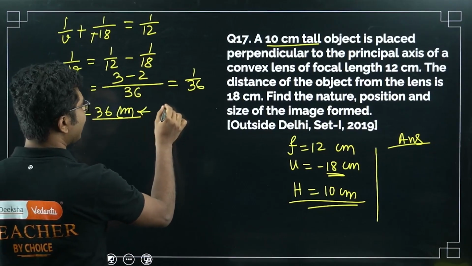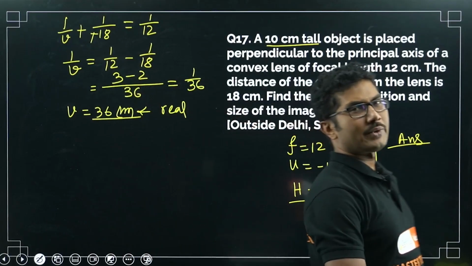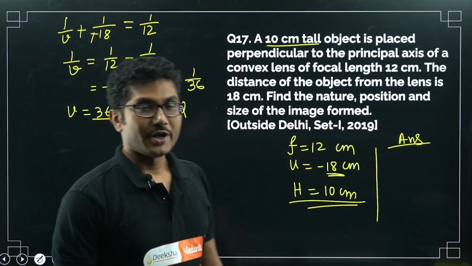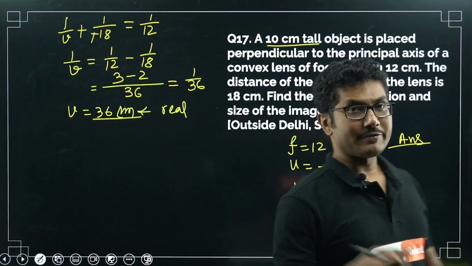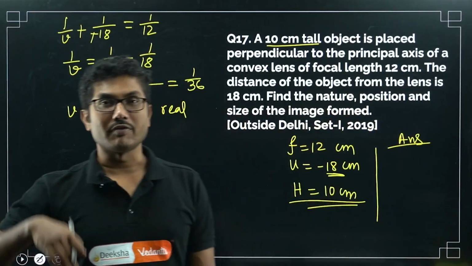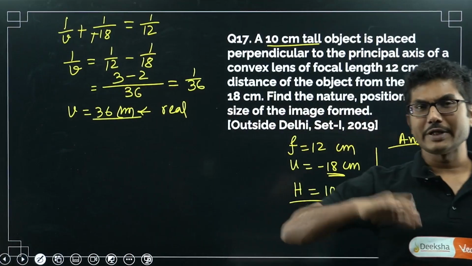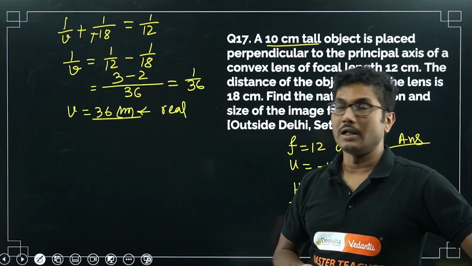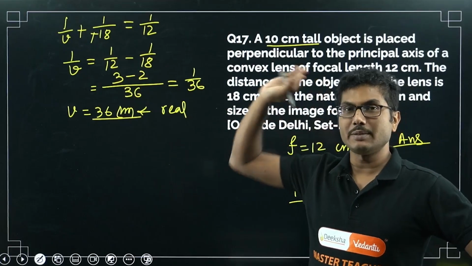Nature is real image. As I said in our previous case, how can I say from the value of V that this is a real image? V is positive. So V is positive in case of a lens. So if the V is positive in case of a lens, then the image is real. If V is negative in case of a mirror, then image is real. Okay, so there is a slight change in case of mirror and lens. If V is positive for lens, okay, it is a real image.